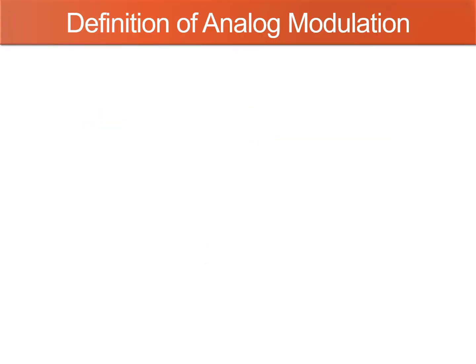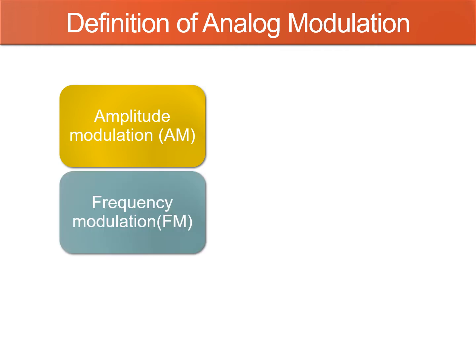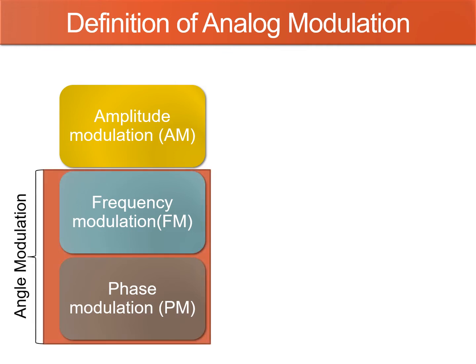So here is the definition of analog modulation. We have three types of analog modulation. The first one is AM, amplitude modulation, as part of chapter 2. And here we have frequency modulation, FM. Next is phase modulation, PM. Both are in the same category, which is angle modulation.